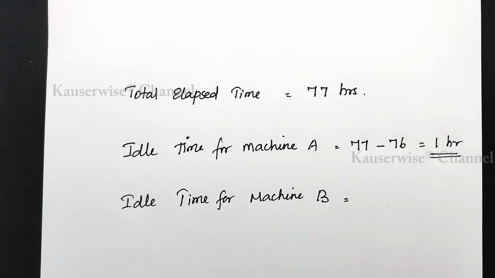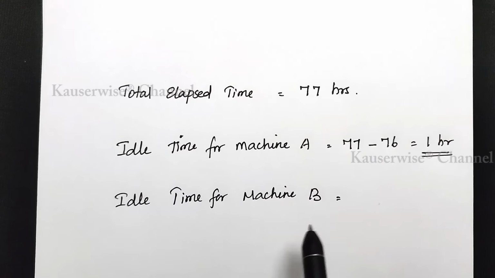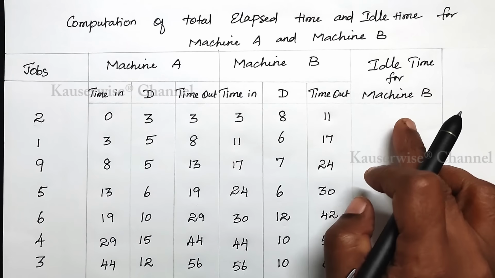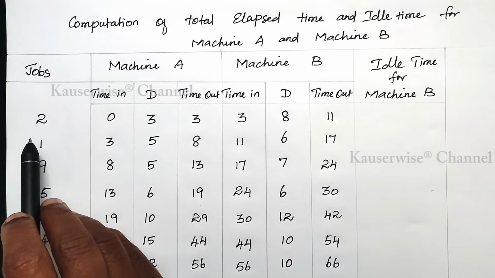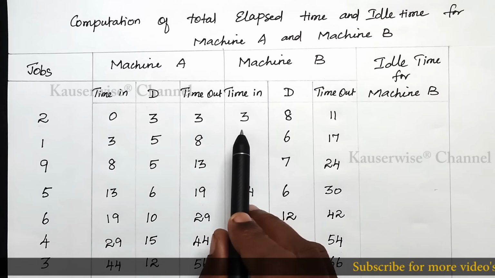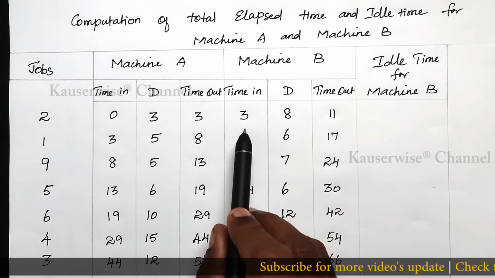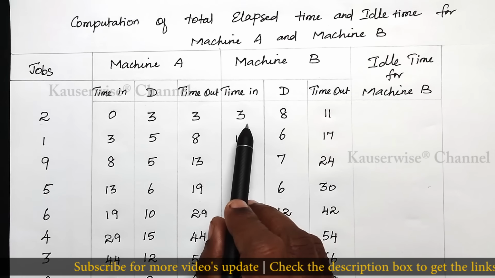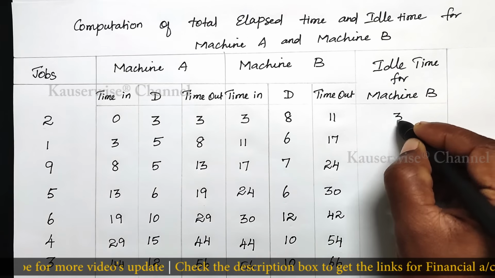Now, let us see how to find out idle time for machine B. See the solution to find out the idle time for machine B. Look at the first job here. Machine B starts its process only in the 3rd hour. So, till such time machine B is in idle state. That is the idle time. So, write 3. This is the idle time.